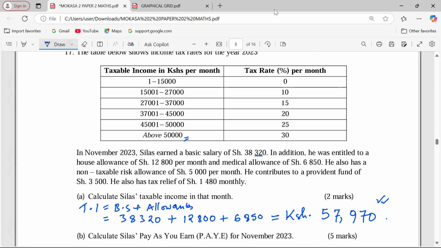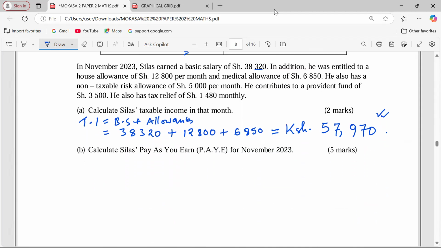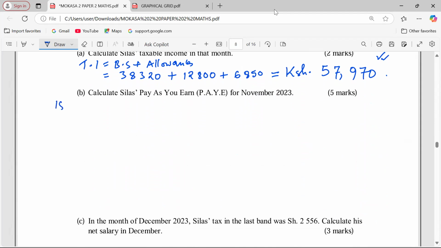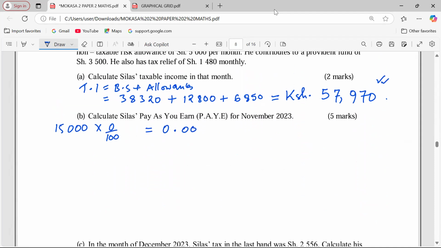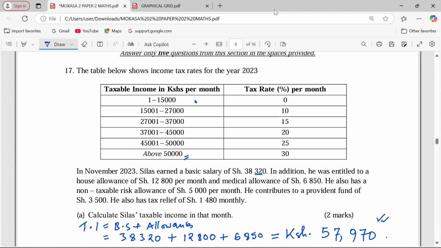So we begin taxing in the first band, whereby it is 15,000. For 15,000, the tax rate is 0. So actually, if there were people earning 15,000 or below, they would not be taxed by this government at that particular time.